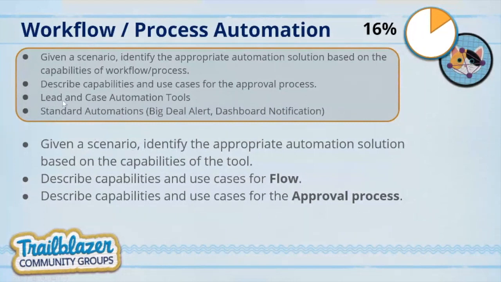Earlier in the syllabus, there were lead and case automation tools. These are out-of-the-box automation tools built on the platform, which you can just leverage. These have now been moved to another section, but they're still part of the exam. So I would cover them today. And standard automation like big deal alerts and dashboard notifications are there, but I didn't find them in any other overview topic, so I have not covered them in today's session. But these are good-to-know points. There won't be any question, but you still should know these old automation tools which were there in Salesforce.